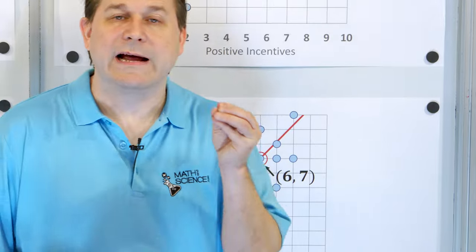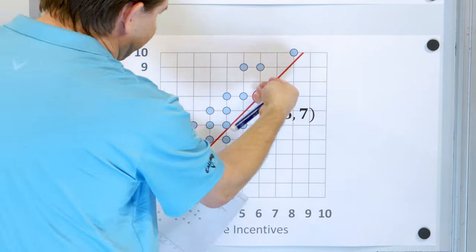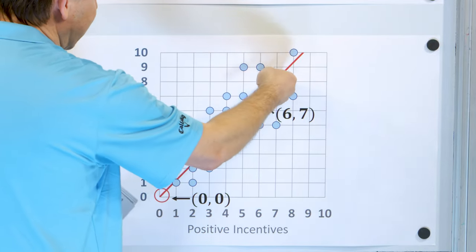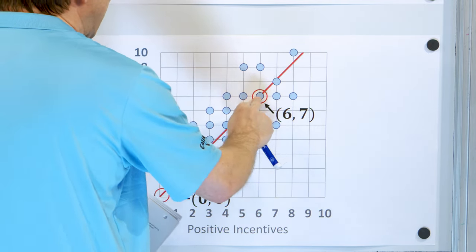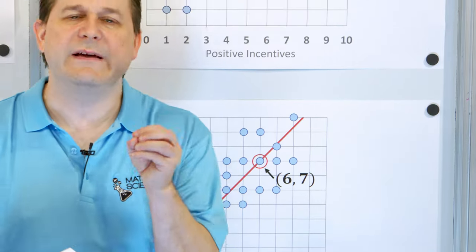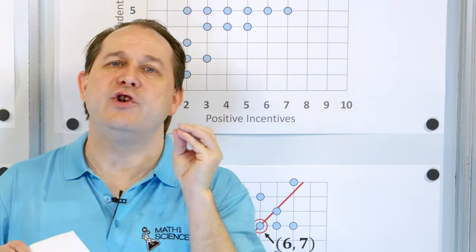Now, ideally, you'd like it to cut through 2 of your data points, and I couldn't figure out a way to get it. I could have just changed the line, but it wouldn't have been what I think the line of best fit is. This is what I think the best line is to cut through my data set, but it only hits 1 point. However, it's kind of nice because it hits the origin, 0, 0. So even though 0, 0 is not in my data, it's a known point.